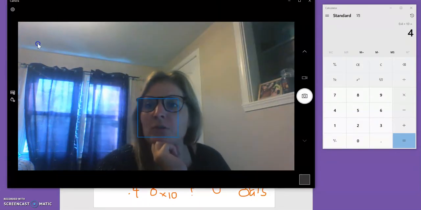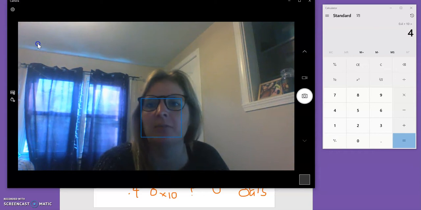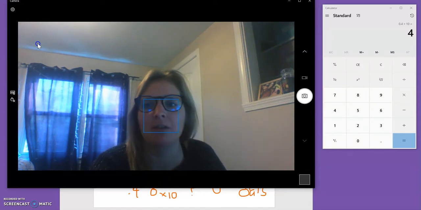Be careful, make sure you're using a calculator showing your work. And remember, if we're making an equivalent rate, we are either multiplying or dividing. And when you're finding a unit rate, we are going to be typically dividing.